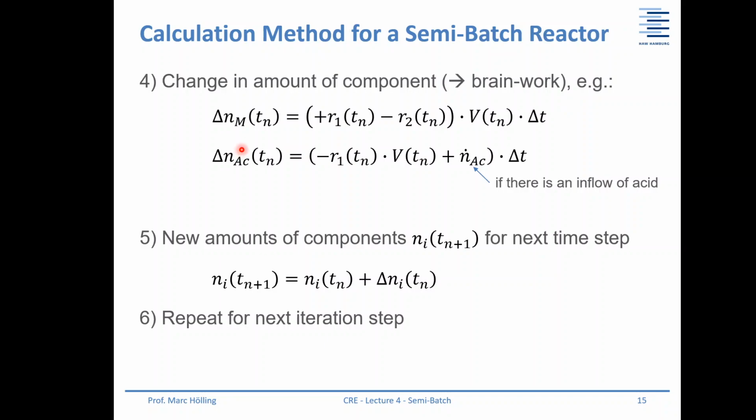Then your acid. For example, your acid is consumed by the first reaction, and if there's an inflow of the acid, then you have to take this also into account. So if this is your component that is added to the reactor, then you have to put it here and then multiply it with delta T.